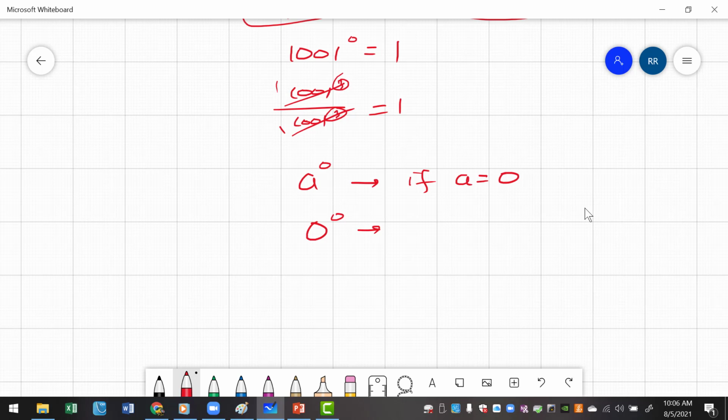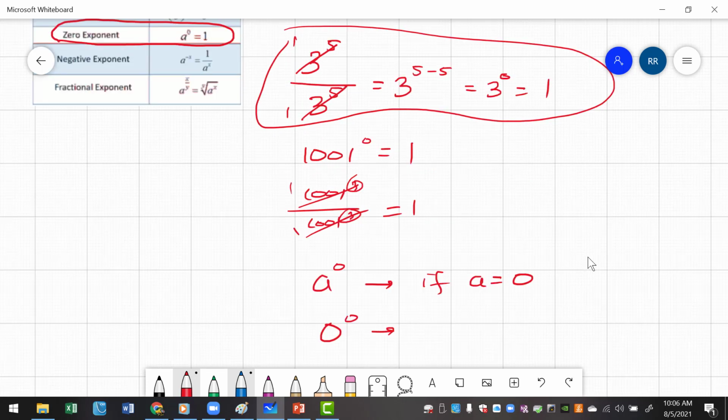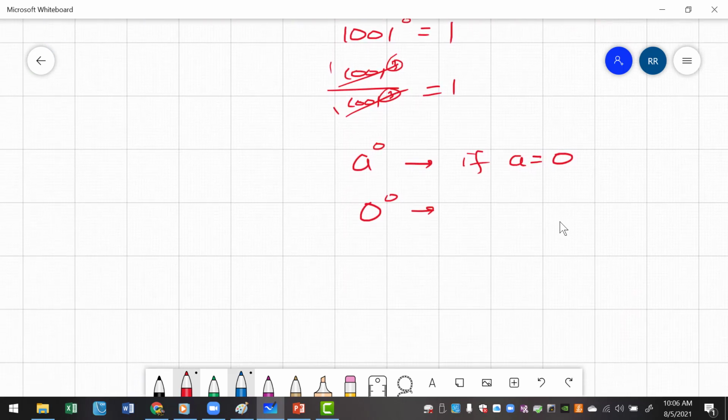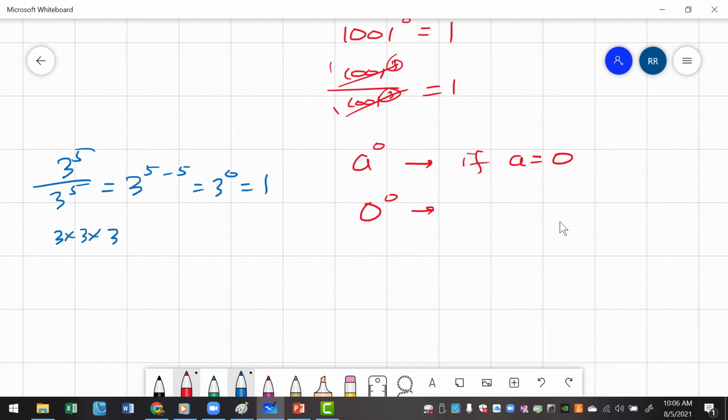Okay, let me give you an illustration. Let's say I have the same thing as the previous example I gave you before, 3 to the power of 5 divided by 3 to the power of 5. You will get 3 to the power of 0. This is just 1 because 3 to the power of 5 minus 5 is equal to 3 to the power of 0, which equals 1. I can also write 3 times 3 times 3 times 3 times 3 over 3 times 3 times 3 times 3 times 3, and cancel, cancel, cancel, cancel, cancel. I still get 1, right?